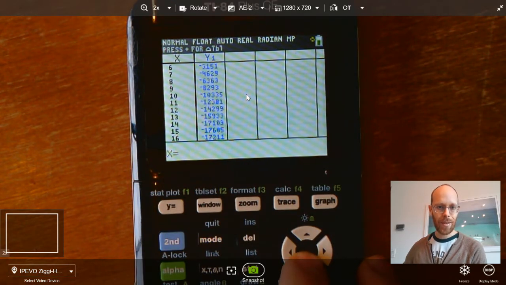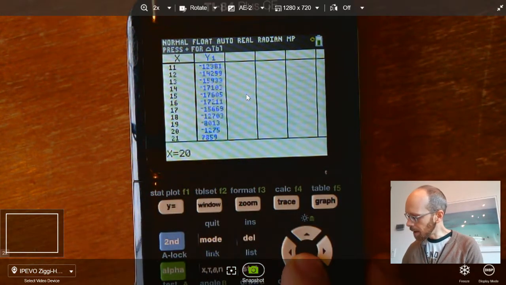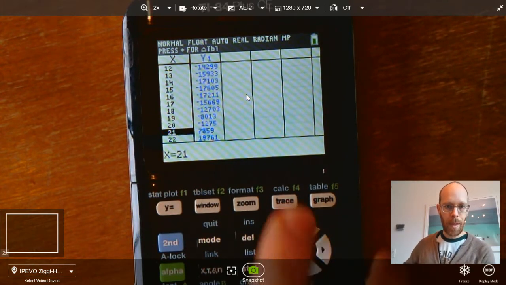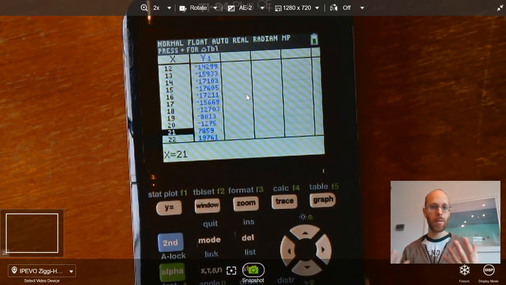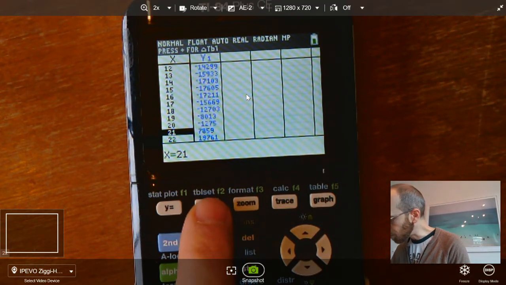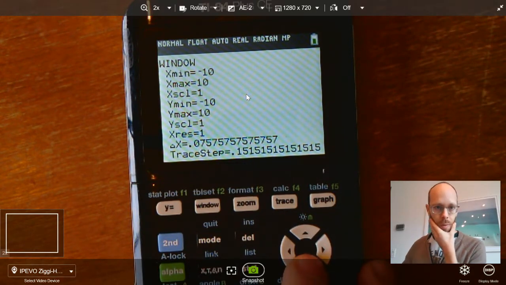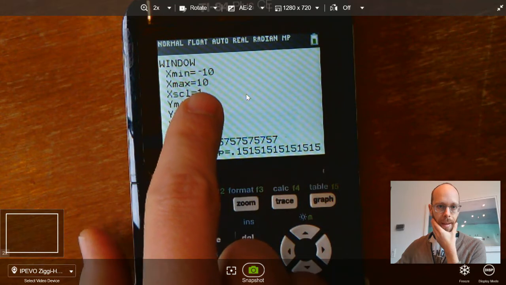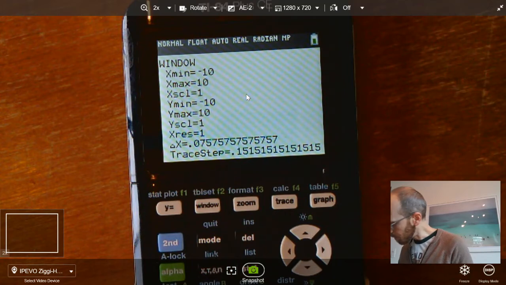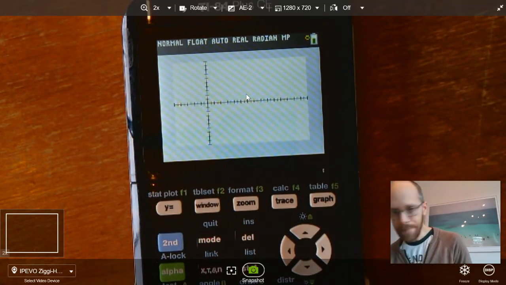I'm going to guess that it's to the right. I see the numbers decreasing and then increasing again. And right here between 20 and 21, you can see that there's a sign change. That means that the 0 must be between those two values. So I'm going to go back to window, and I'm going to change the window. Specifically, I'm going to change it so that the x maximum is bigger than 21. So we'll say, let's go 30. And then I'm going to go ahead and graph again.